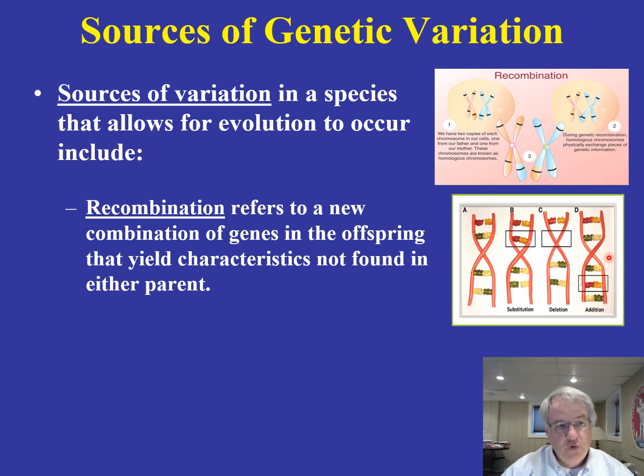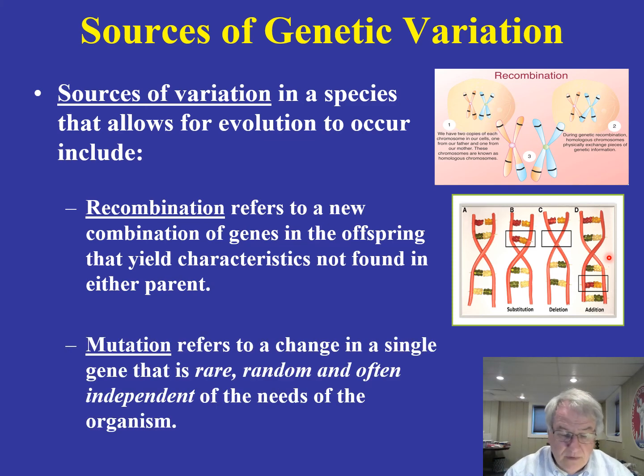So again, you have new combinations of genes in offspring. And this is why offspring are not identical to that of their parents. And it's because of the shuffling that occurs during meiosis. And there's also mutations. These are quite rare. They're random. Oftentimes they run against what the organism actually needs. They are, again, random events, very rare events, but this is another source of variation.